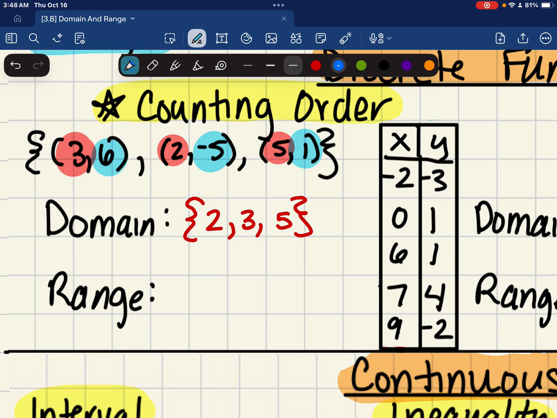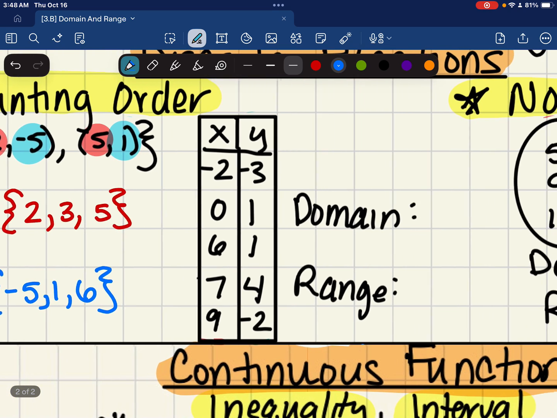Now my Y values, those are the ones I highlighted in blue. Again, I make my little set notation, saying I'm looking at this set of numbers. The smallest one is -5, then a 1, and then a 6. I use my curly brackets. So there's our domain and range. Pretty straightforward on these ones.